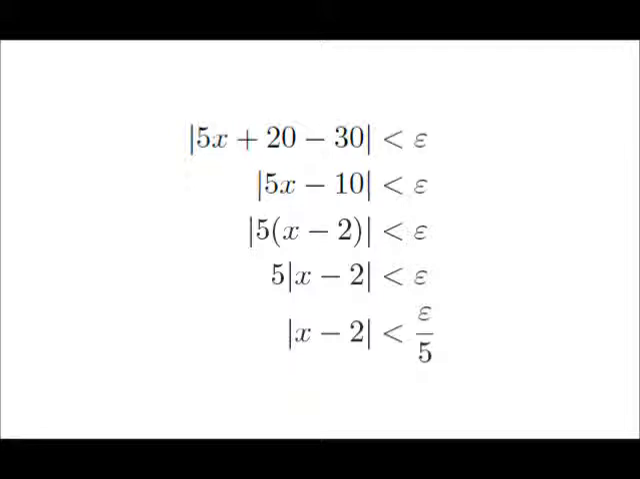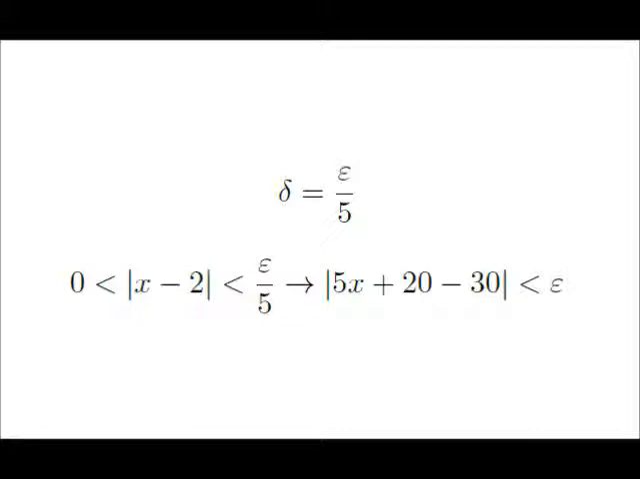Then we can factor a 5 out of the expression inside the absolute value, and we can factor a positive 5 out of the absolute value. Now we can divide both sides by 5, and now the left-hand side is exactly the absolute value of x minus 2, and the right-hand side is epsilon divided by 5.